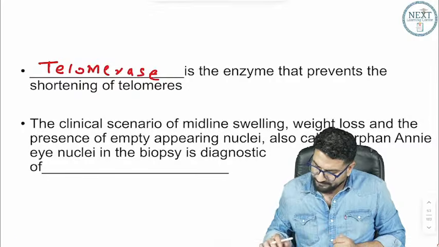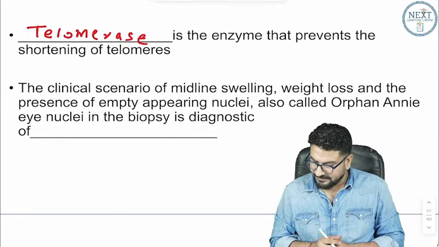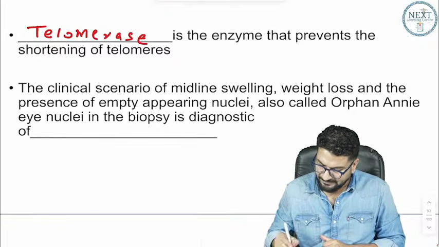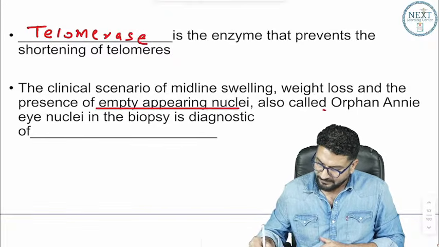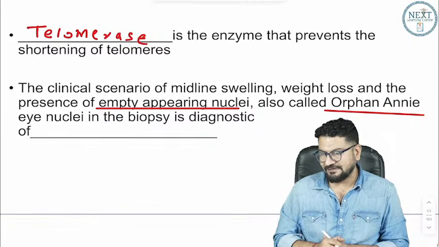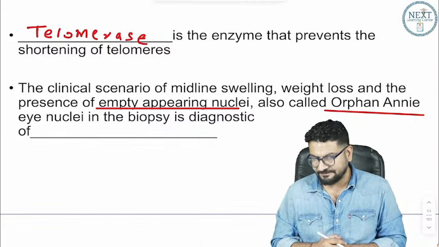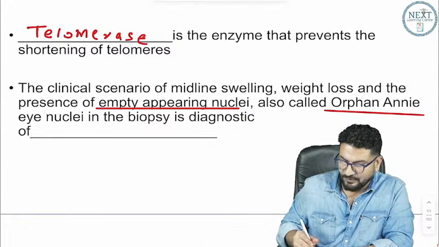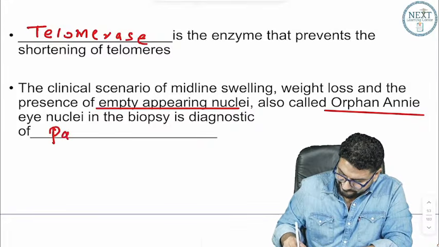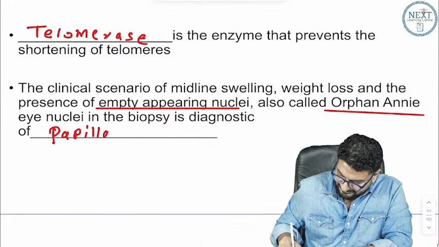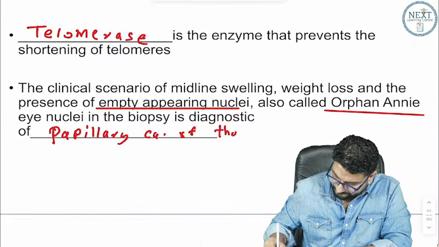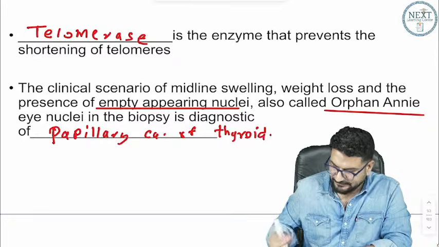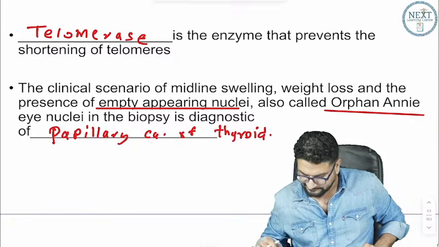Clinical scenario of midline swelling, weight loss, and presence of empty appearing nuclei, Orphan Annie eye nuclei. Which cancer? They are seen in which cancer? Come on, I just told you. You will see them in papillary cancer of thyroid. Right? Okay, now look at this.